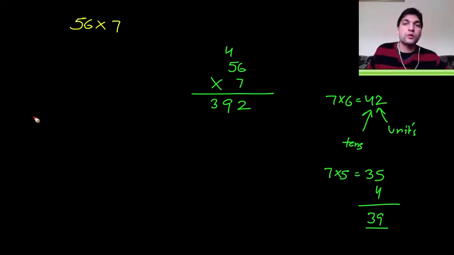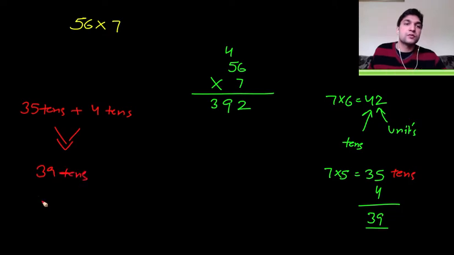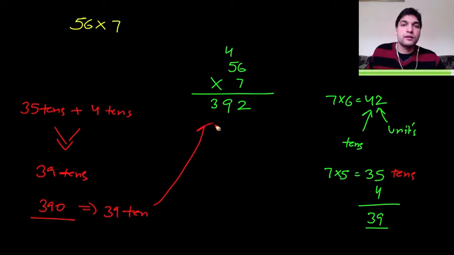So when we did 7 times 5, we got 35 tens, and in 35 tens we added 4 tens, so it will become 39 tens, right? Or we can say 390. So we actually added 390 there, so this can be said as 39 tens, so it has to be at this place, so the answer will be 392.